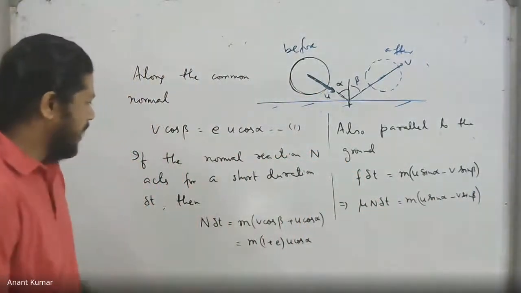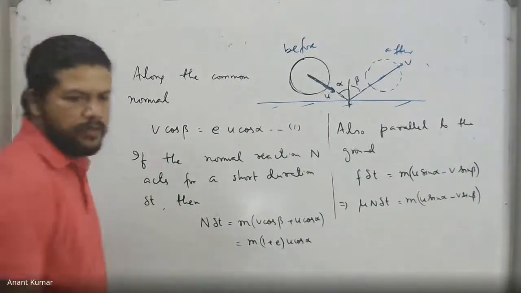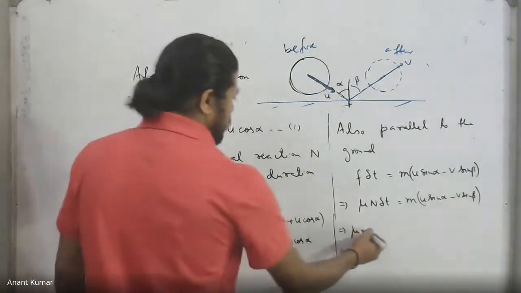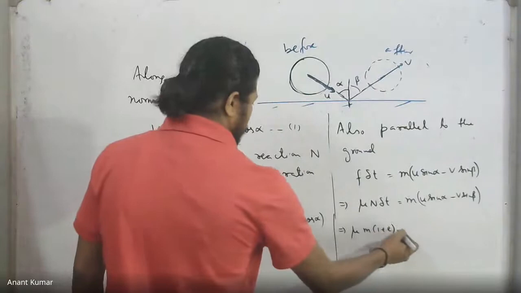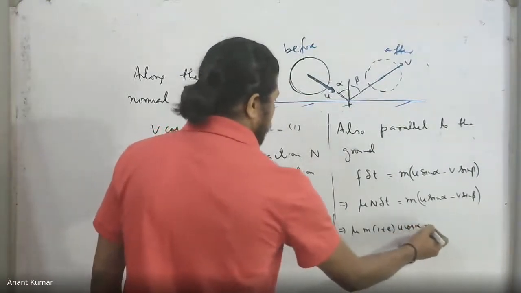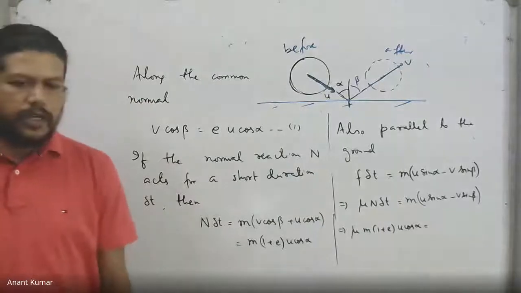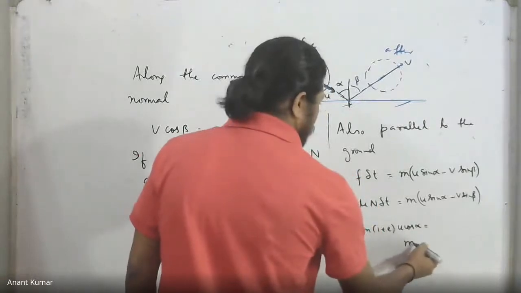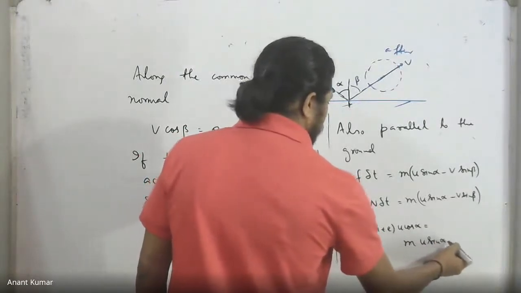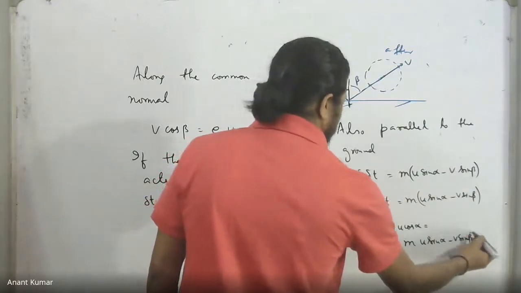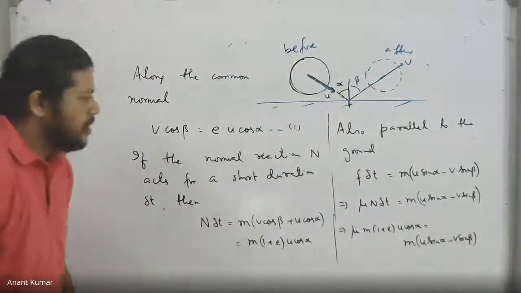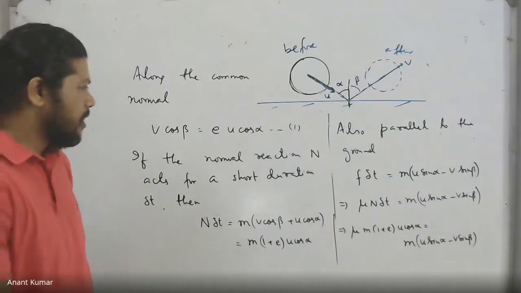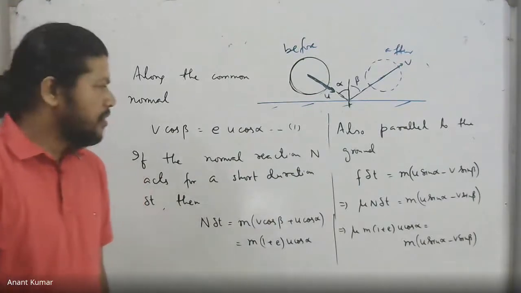Because mu n delta t is known in this case, I can write down from here that mu n delta t is m into (1 plus e) u cos alpha. That will be the same thing as m into (u sin alpha minus v sin beta). From these two, m gets cancelled out, and because u and cos alpha are already known, I can solve for v sin beta. In fact, that is what I'm looking for.